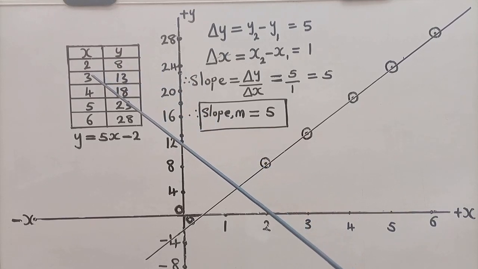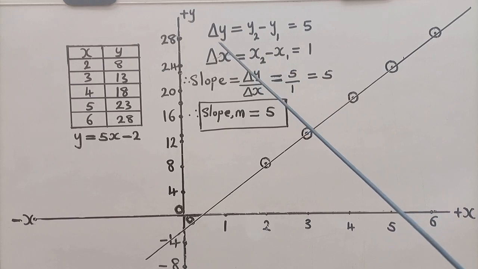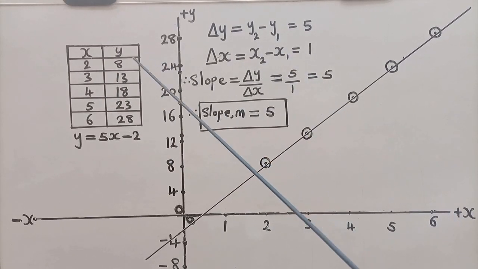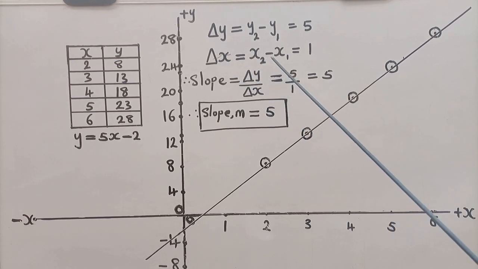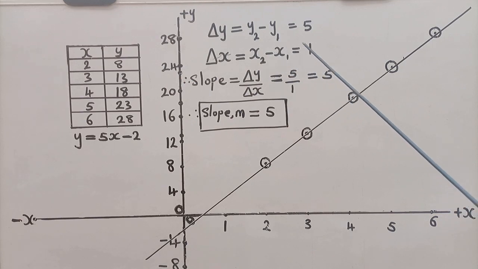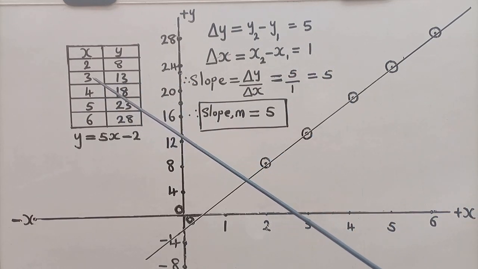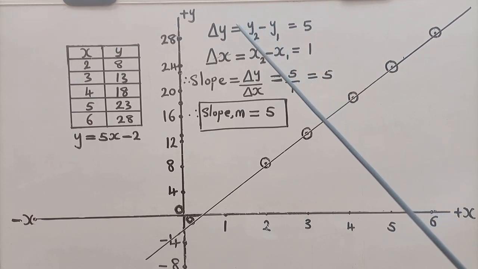What if it is 3 and 4? We are trying to compare. In that case, the x2 is this 4 and x1 is this 3. Because of that, change in x is equal to 4 minus 3, and that will give us the same 1. Try and confirm if the same thing is going to happen if you compare any other two successive values in the columns of x and y.